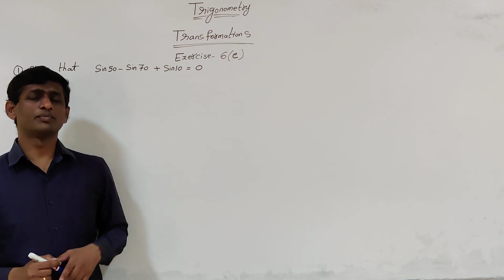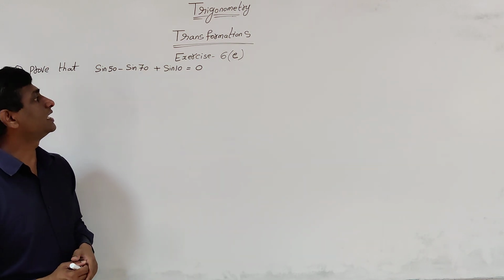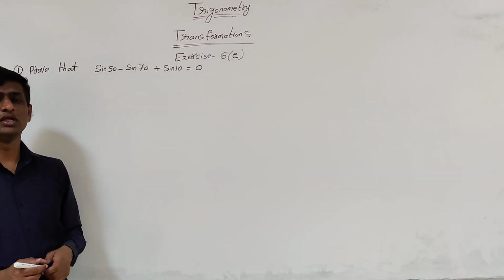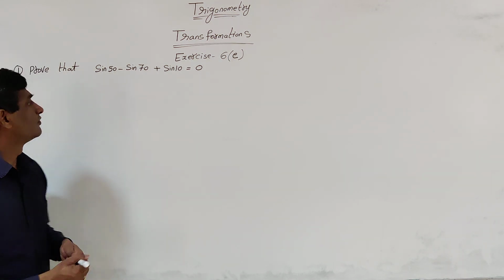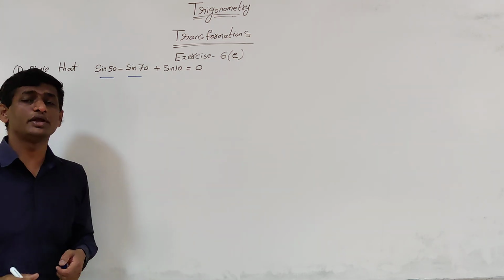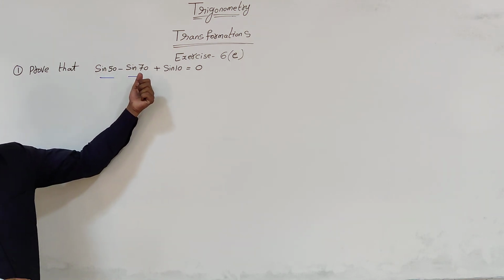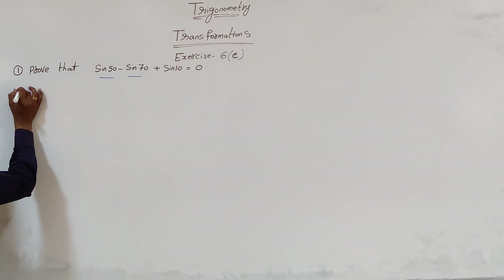First problem, prove that sin 50 minus sin 70 plus sin 10 is equal to 0. In order to prove it is 0, first observe the first term and second term. It is the difference of the trigonometric ratios, means it is in the form sin C minus sin D. So we will see the proof.